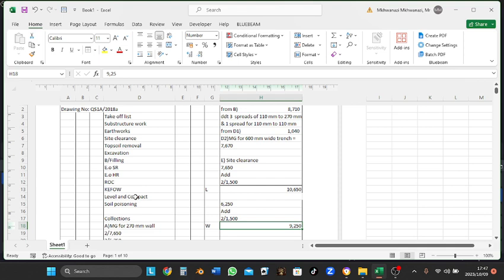This is your collections tool, which you are going to use to do takeoff for the following items, which are 10 items with the site clearance and what. I'm going to end here.